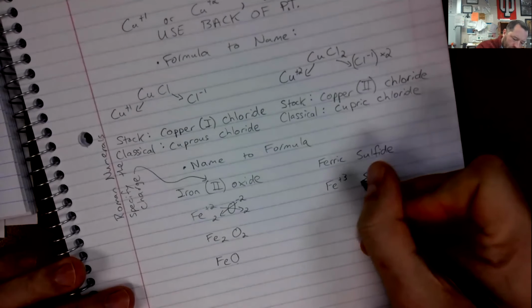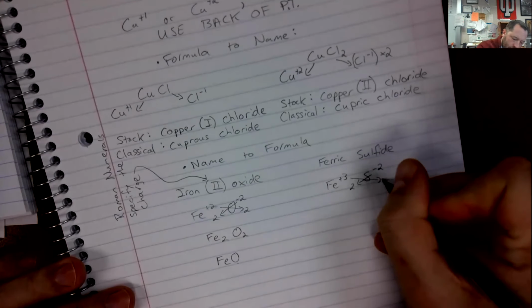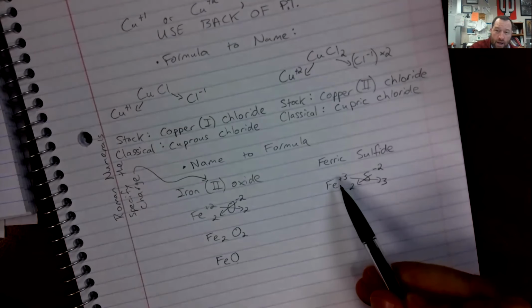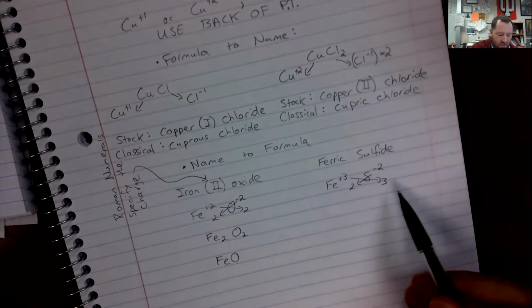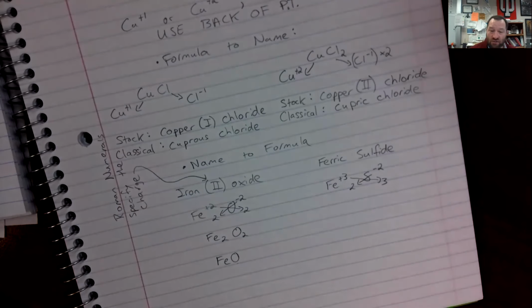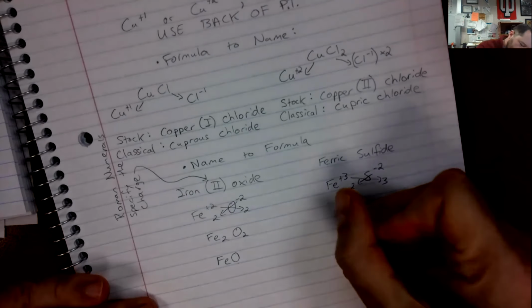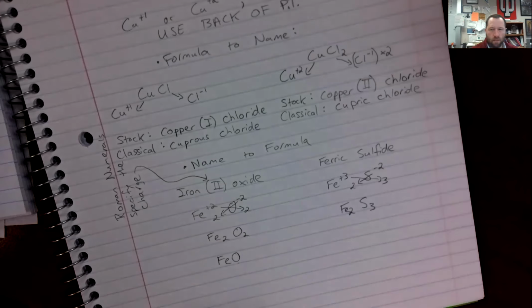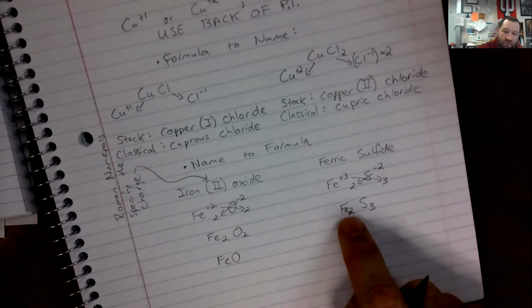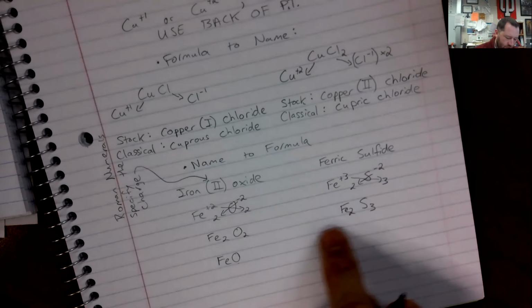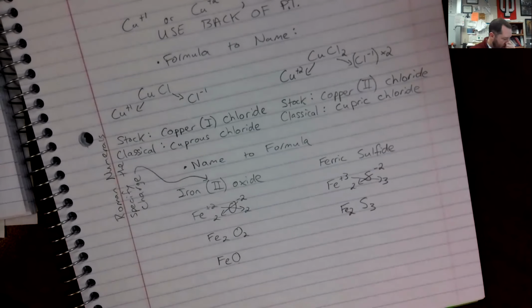Again, let's cross over. We got to get that 2 and 3 to cancel out. I think the easiest way to do it is crossing over. Tells me I've got 2 of my plus 3 irons. So that's a total of plus 6. And 3 of my negative 2 sulfides. So that's negative 6, positive 6, negative 6 cancels out. Oops, got the E in there. Ferric sulfide is Fe2S3. And there we go. Can't reduce that any further. It's as far as we can go with that one. So ferric sulfide is going to remain Fe2S3.